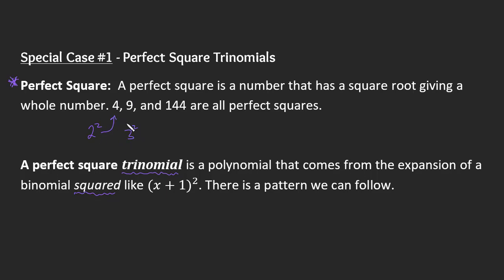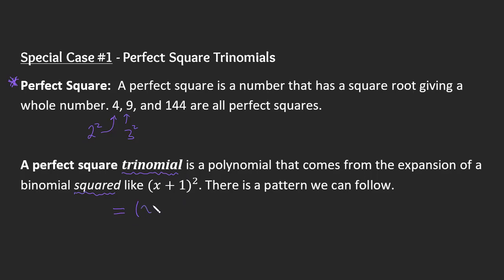3 squared, that's 9, that's my perfect square. (x + 1) squared is going to create a trinomial, and we call that a perfect square trinomial. And there's a pattern to do this. We're going to talk about the pattern in just a second, but I want to show the breakdown.